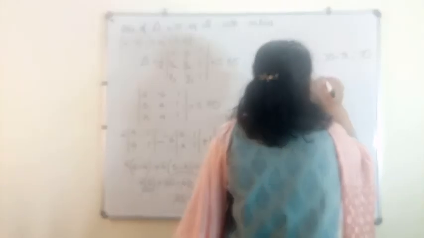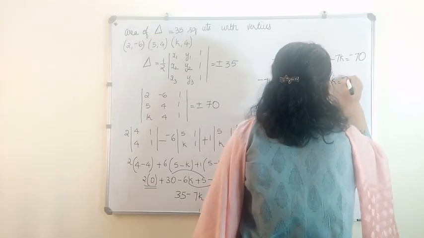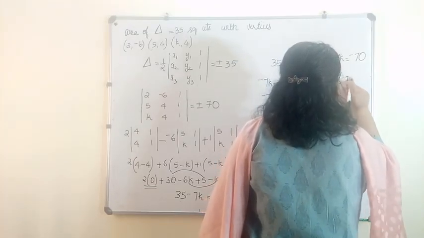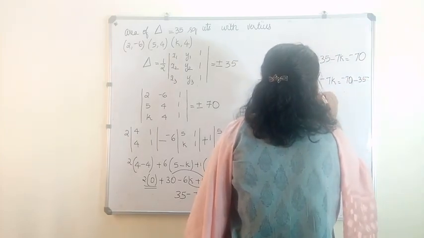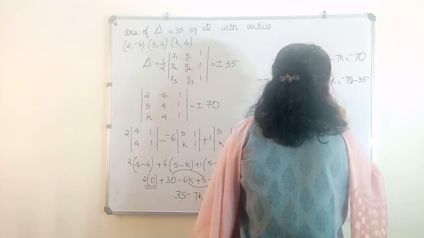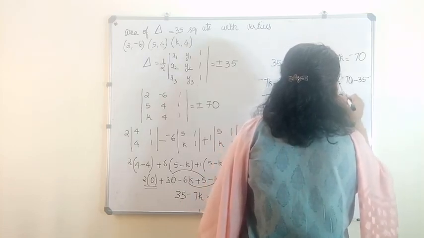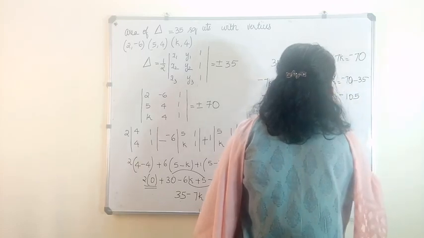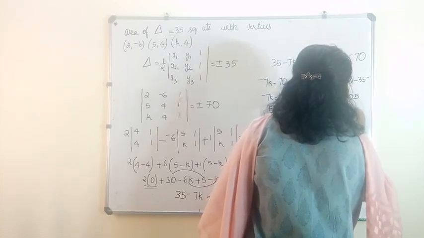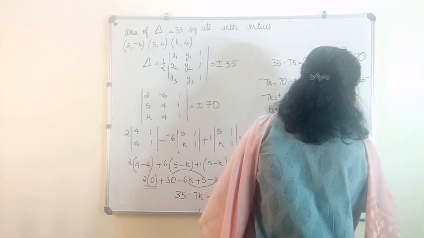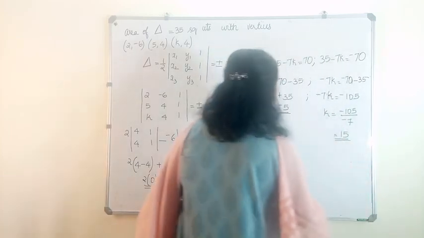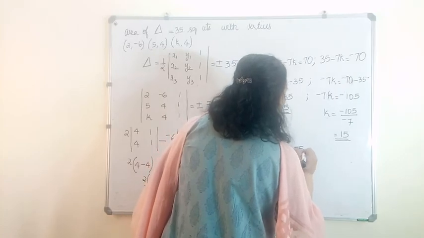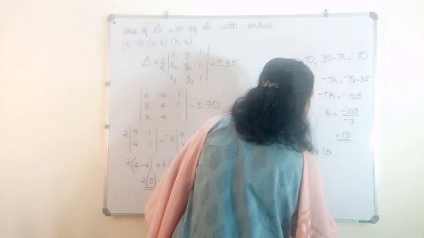Here it comes as minus 7k is equal to minus 70 minus 35. Minus 7k is equal to minus 105. K is equal to minus 105 divided by minus 7. That is equal to 7 ones are 7, 35, 7 5s are 35... 7 15s are 105. So the value of k can be equal to minus 5 or 15.